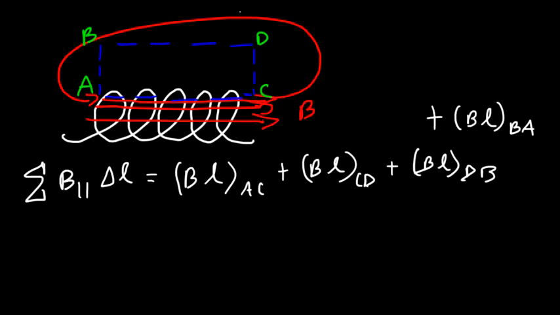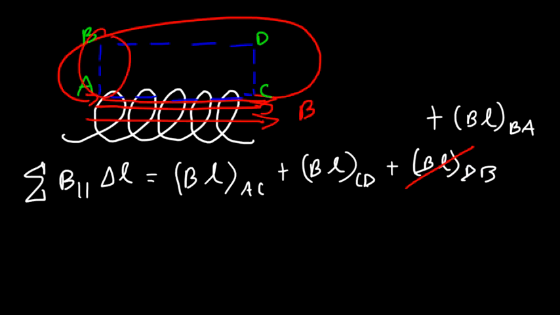Now, let's focus on segment BD. Segment BD is outside of the solenoid, and the magnetic field is very weak outside of the solenoid. So we could say that the contribution for BL in segment BD is very small. So it's negligible.